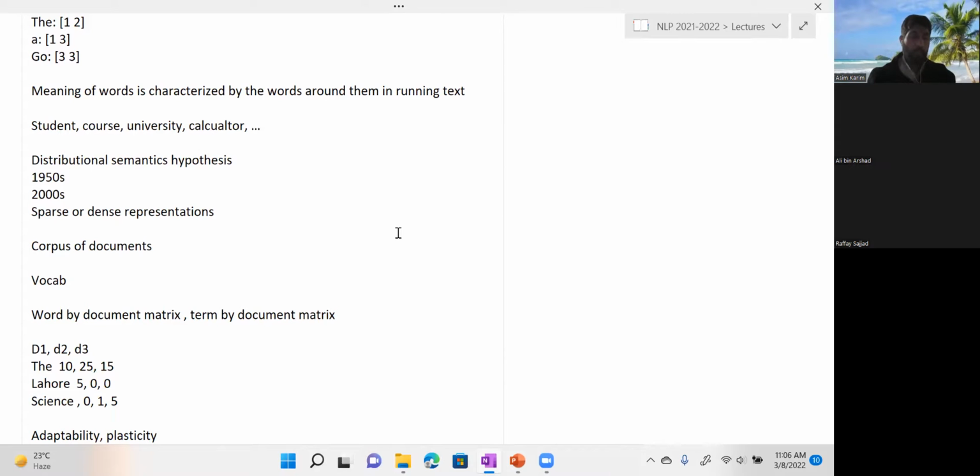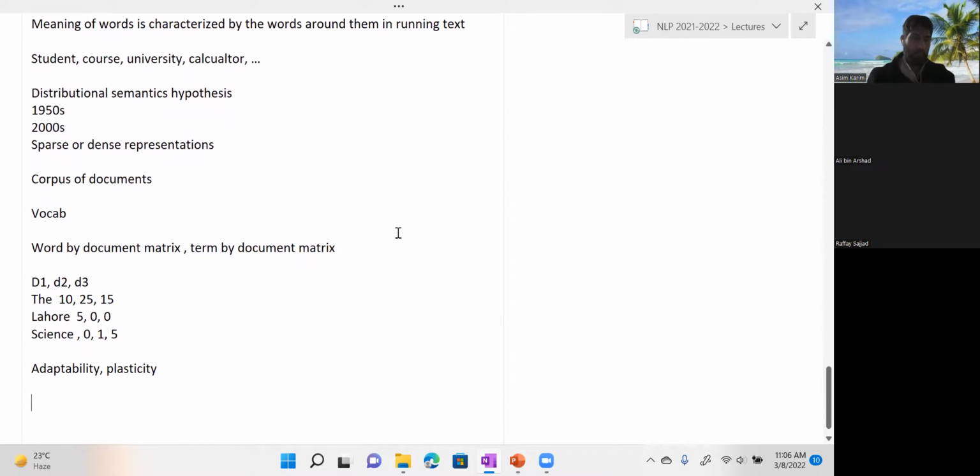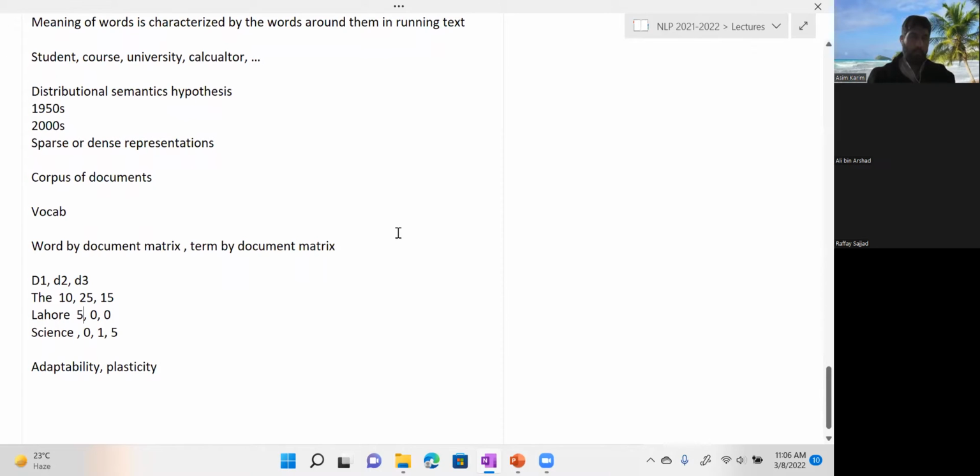So if you talk about the word science, for example, science does not occur in document 1, it occurs in document 2 once and 5 times in document 3. Okay? And if you compare this with, for example, the word Lahore, Lahore only occurs in document 1. So in a way, you can say that science and Lahore are not very similar because they do not occur in the same document. Again, distributional semantics comes into play, right?